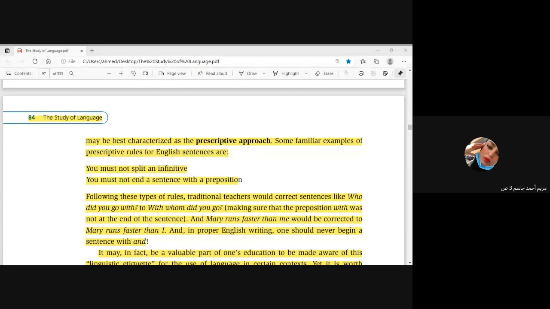Grammarians set out rules for the correct, proper use of English. For example, never begin with "and." You must never begin with "and," never split. Yes, this rule can be broken.